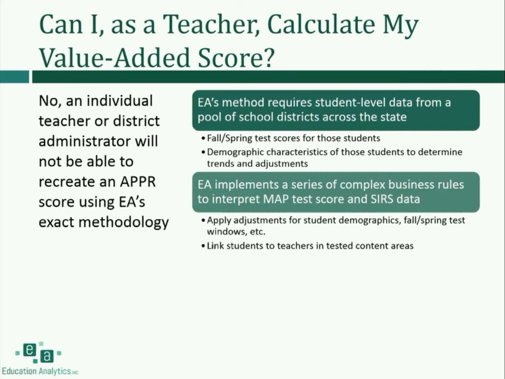Additionally, Education Analytics implements a series of complex business rules that interpret MAP test scores and SIRS data in order to make this analysis happen. We apply adjustments for student demographics, fall test, spring test windows, as well as other different factors to let us know how to interpret that SIRS data correctly. That lets us know how we want to link students to teachers in tested content areas. And if you're interested, those rules that we use for SIRS data to determine which students are linked to which teachers are available up on our website, if you want to look at how we use those test fields.